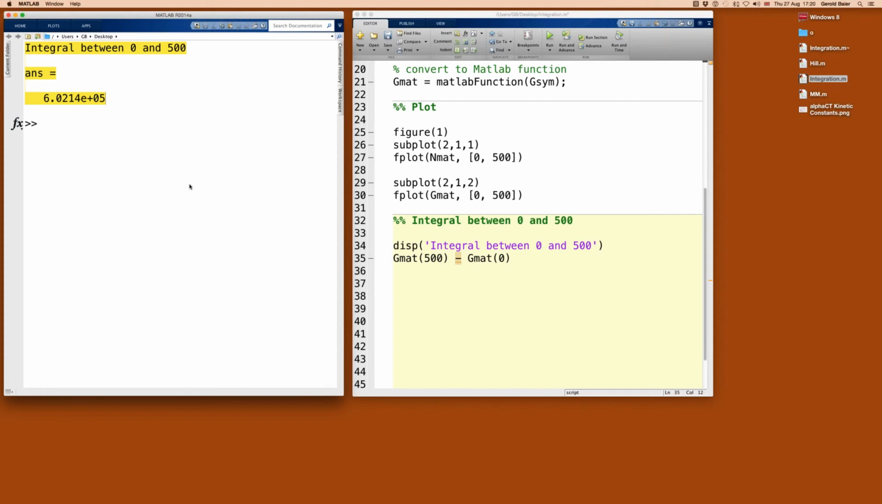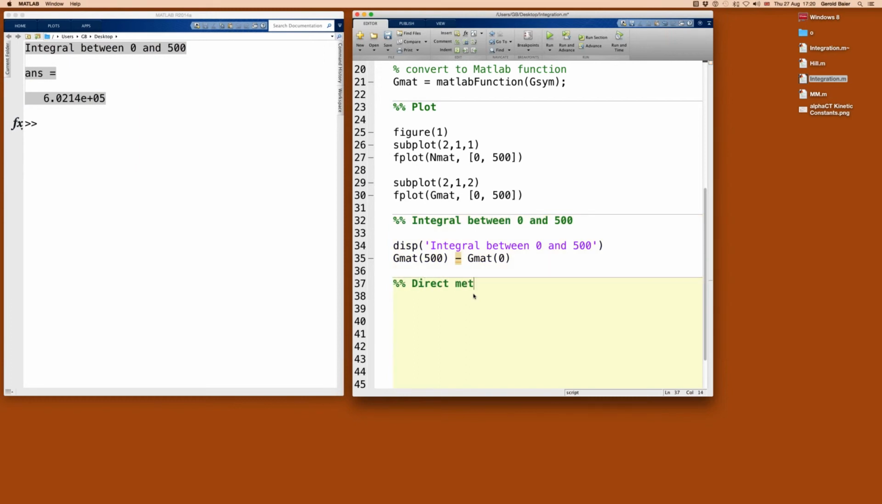And it says 6.0214 times 10 to the power of 5. So that's our numerical value. And of course, it's easy to find out. But remember, you have to use the algebraic version of our integral.